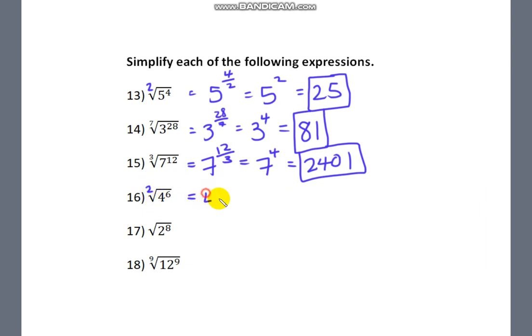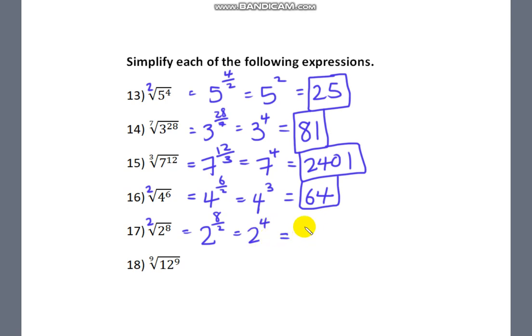This one, you don't see a number here, assume it's a 2. We rewrite this. This is 4 raised to the 6 over 2. 6 divided by 2 is 4 cubed. Now we're doing 4 times 4 times 4, which is 64. Okay, this one, again, assume there's a 2 here. There's no number. So this is basically 2 raised to the 8 divided by 2. 8 divided by 2 is 4. So 2 raised to the 4th power, 2 times 2 times 2 times 2, is 16.